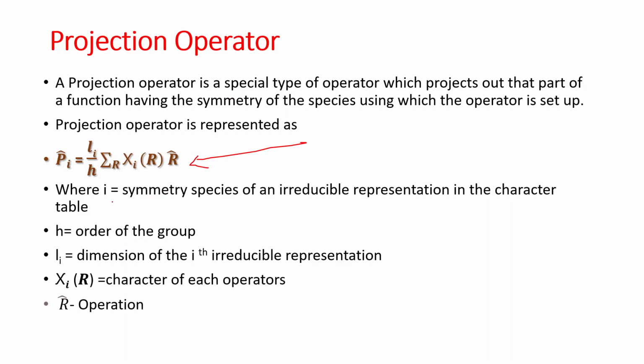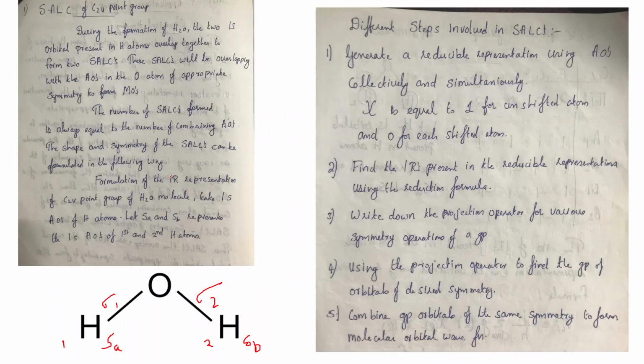In the equation, i is the symmetry species, the irreducible representation in the character table. h is the order of the group. l_i is the dimension of the ith irreducible representation. χ_i(R) is the character of each operation, and R^ is the operation that we are doing. And when we are doing the problems, we will have a thorough look at it.